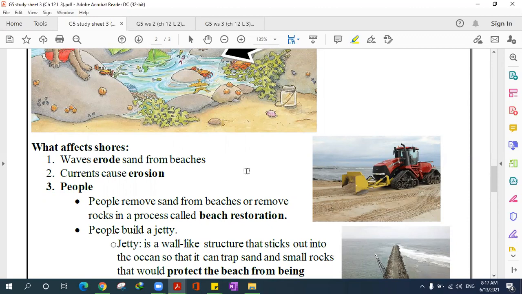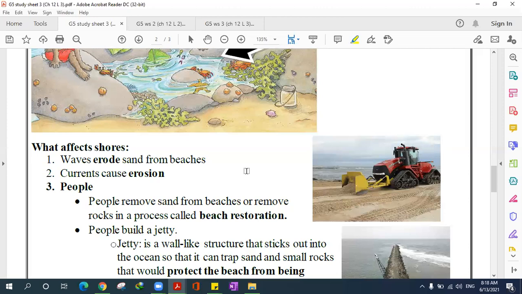Number two, which is currents, it's still natural. We don't actually cause that, right? And currents can also cause erosion. Do you guys remember what currents are? We had different parts, surface current, longshore current. It's like the motion of the water caused by the density. The last thing is the people, which is the important part here. This is what we need from this lesson.